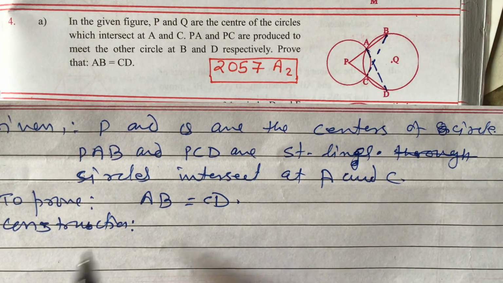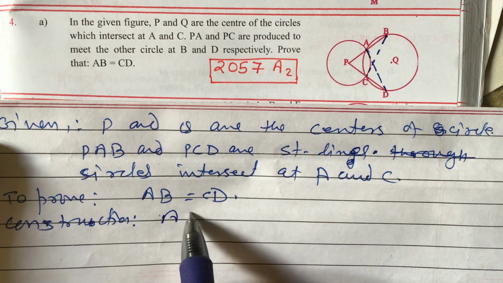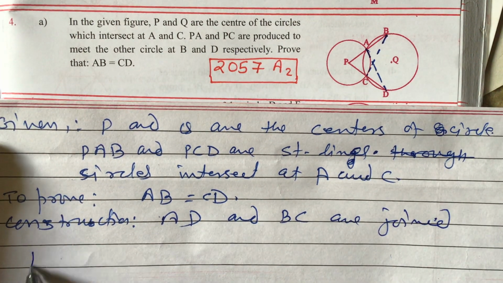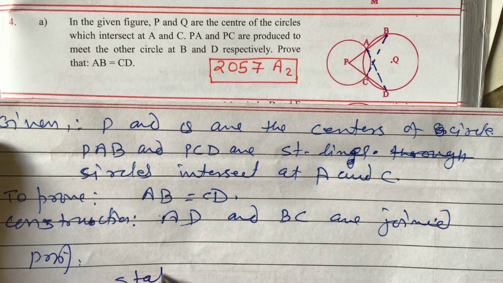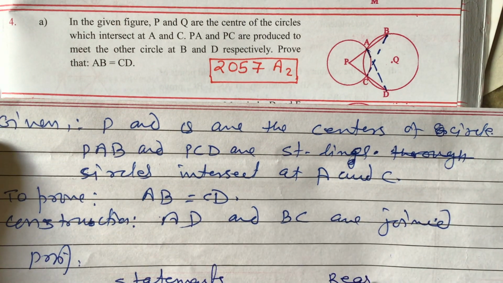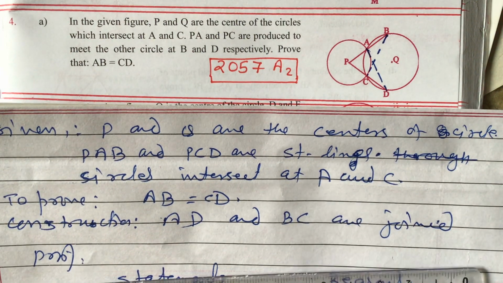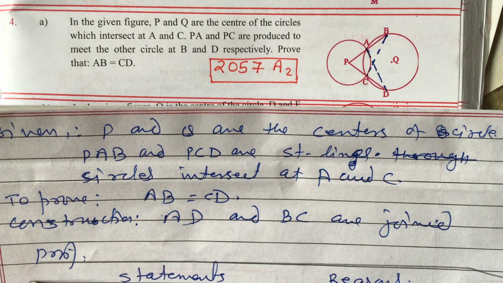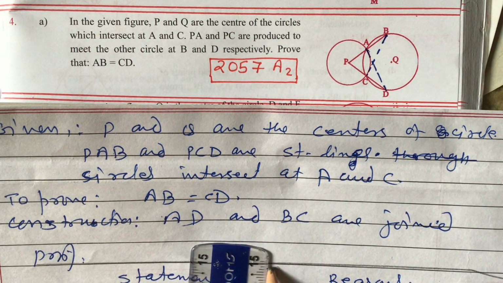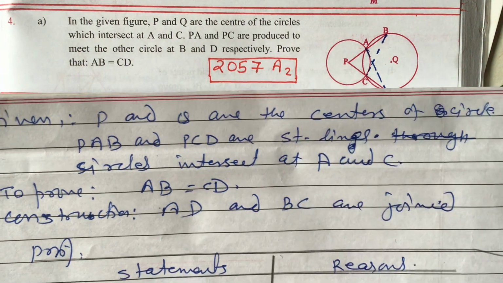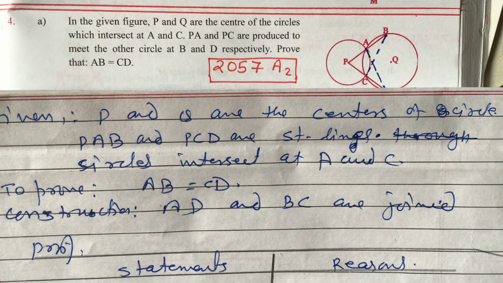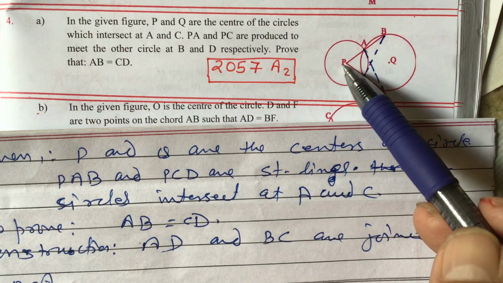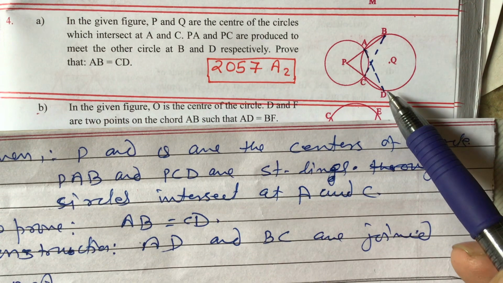Now look here, A, D and B, C are joined. Okay, now proof. While proving, let us divide this entire answer sheet into two parts for statements and reasons. First of all, look at it. Number one, we will make these two triangles congruent. Triangle PBC and triangle PAD we will make congruent.